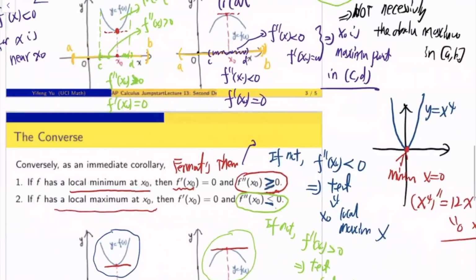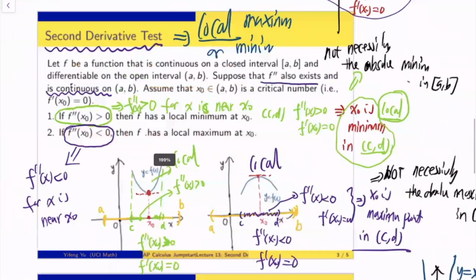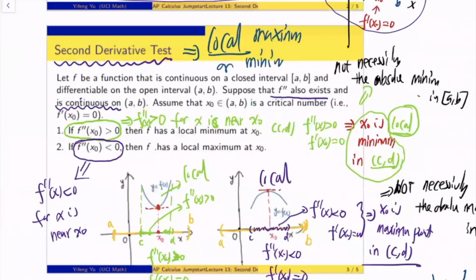But anyway, the general test says that in one direction, if you have this positive, then you get a local minimum. If it's negative, then you get a local maximum, right? Okay.